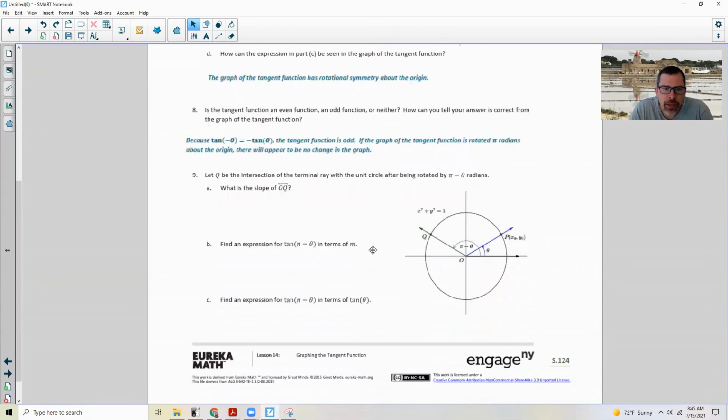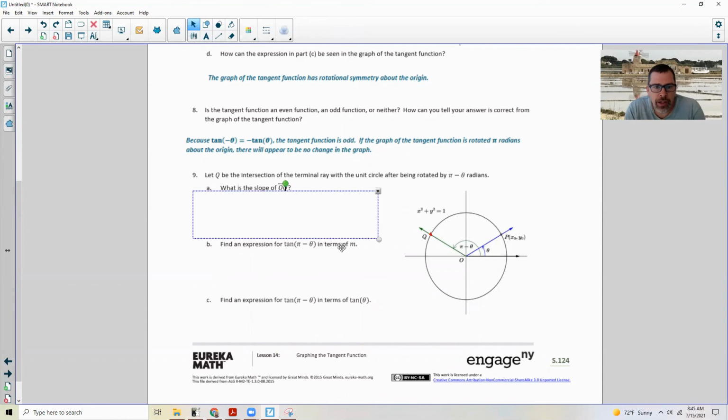Number 9, let Q be the intersection of the terminal ray. Okay, so now we're dealing with Q in the second quadrant right here. Let Q be the intersection of the terminal ray with the unit circle after being rotated by pi minus theta. So this whole thing is pi. Take away this distance of theta and we are only here. What is the slope of OQ? Well, if this is the point x comma y, this is the point negative x comma y.